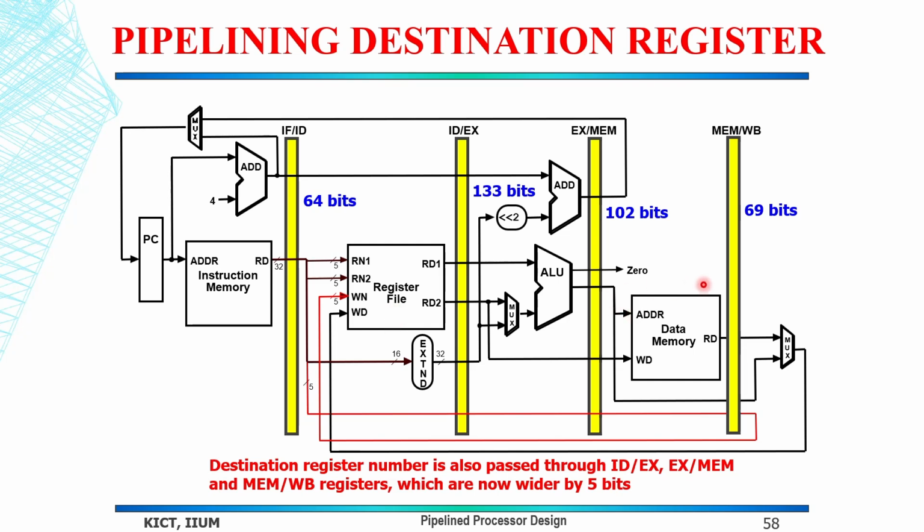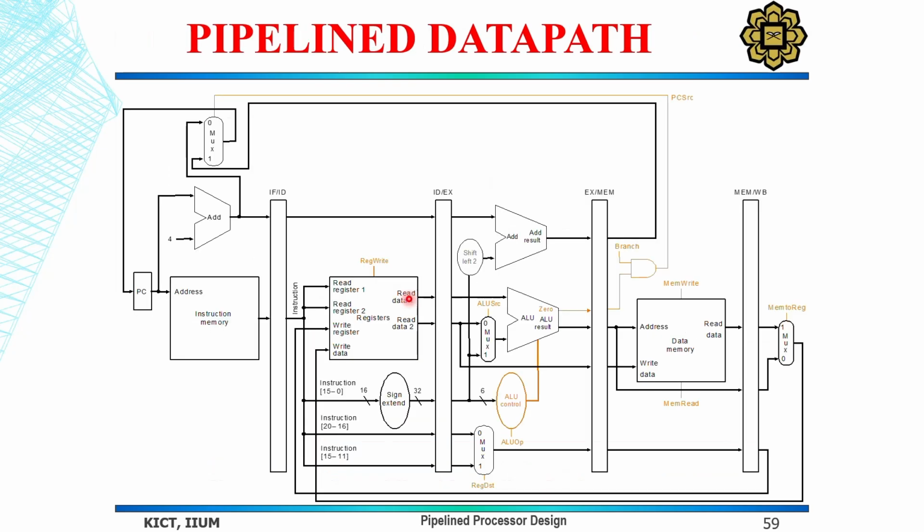I hope that you all are well familiar now with the data paths, the different components used in the different stages of this pipeline processor design, and the different pipeline registers, why they have different bits, what they carry, and how they pass the data between stages.